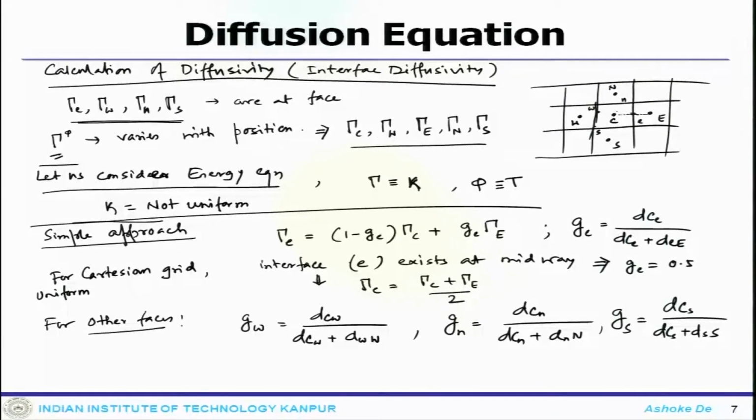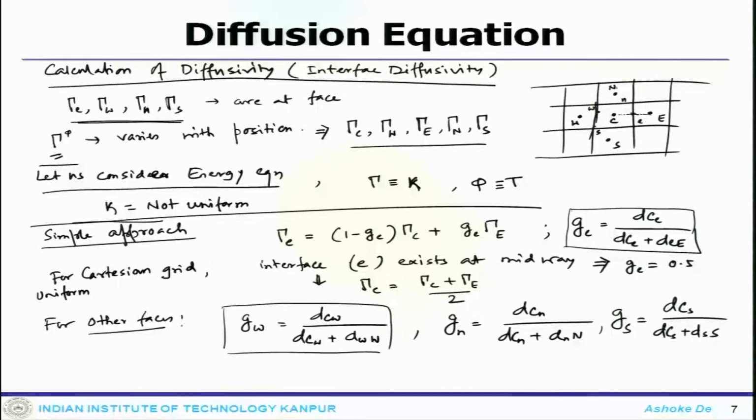So, the distance from the cell center C to the face E and from face E to the cell center E is what it takes into consideration. And similarly for the other faces, the distance between the center C to the west face and from the west face to the W center, which will get you the coefficient for W.